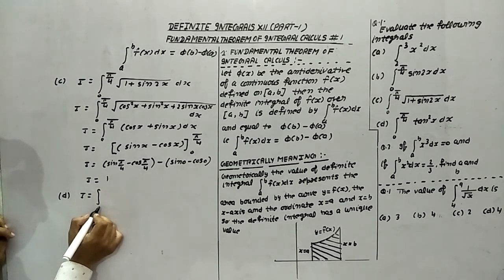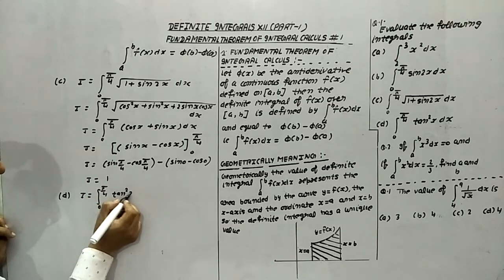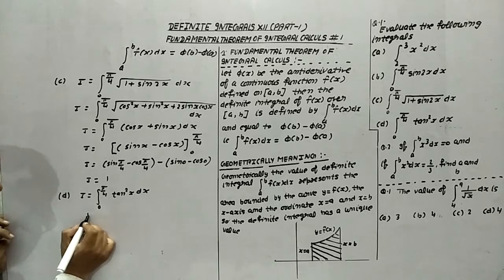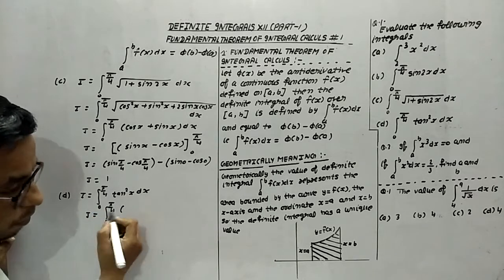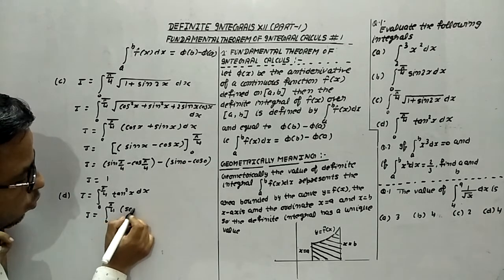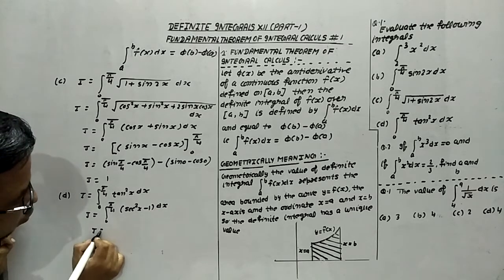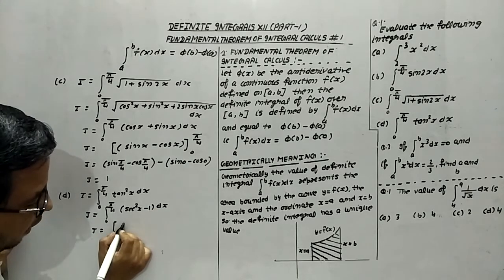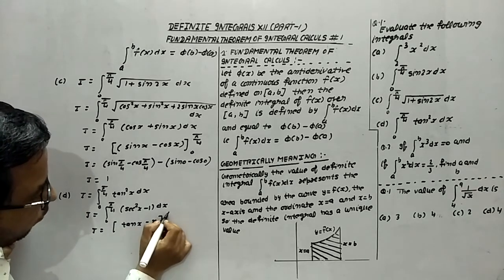We have to do the integration of 0 to π/4 tan² x dx. Now, tan² x we can write down: sec² x is equal to 1 plus tan² x. It means tan² x is equal to sec² x minus 1, dx. Now I is equal to the integration of sec² x, which is tan x, and minus x. This is from 0 to π/4.